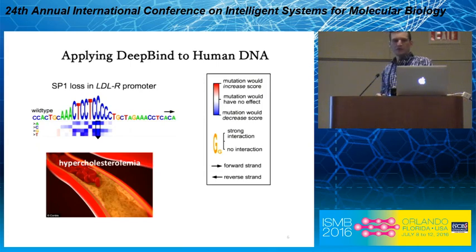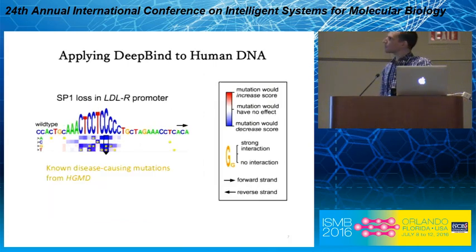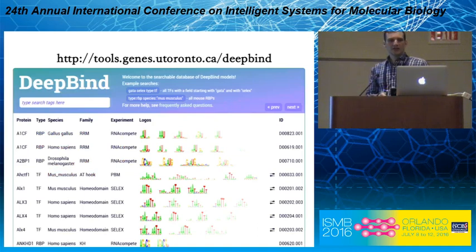And indeed, when you look at all of the known disease-causing mutations from HGMD in this promoter, you see that within this motif, DeepBind correctly predicts loss of binding for every single one of these HGMD mutations.